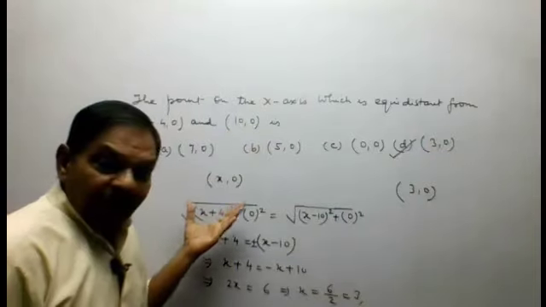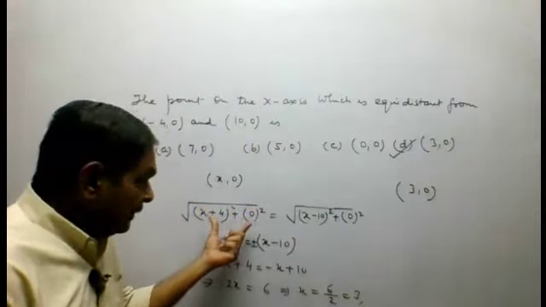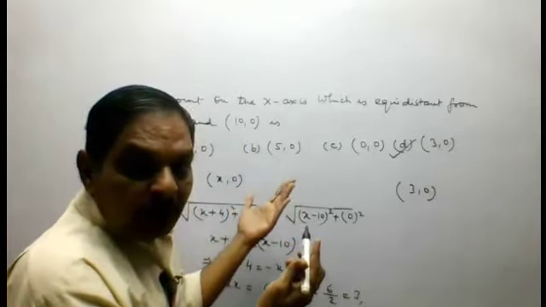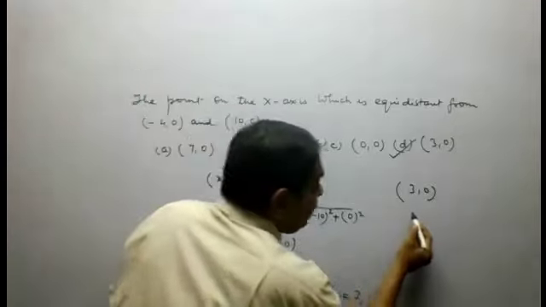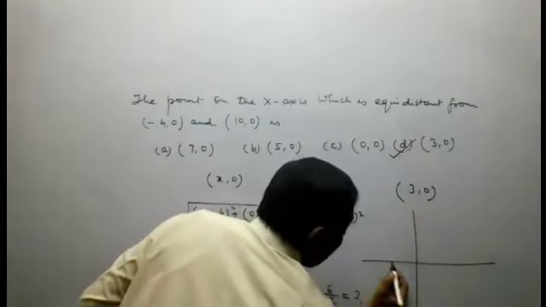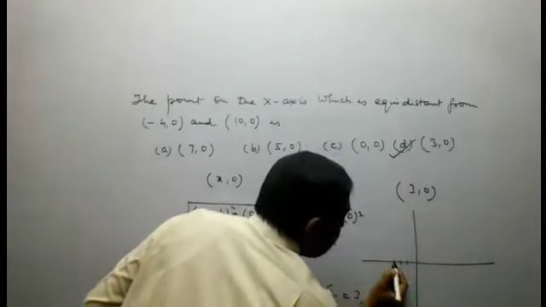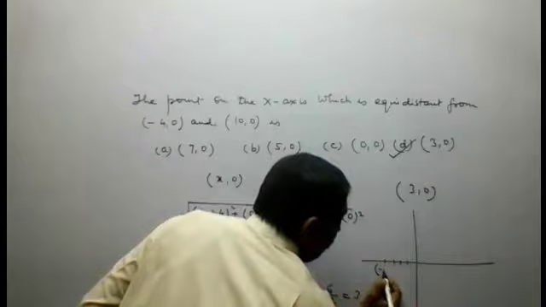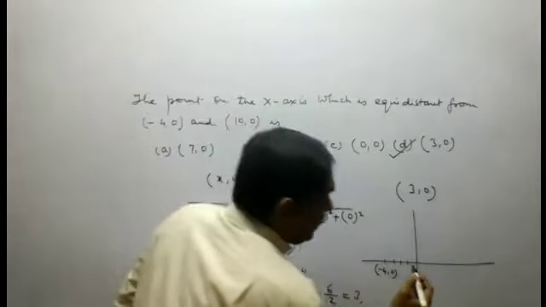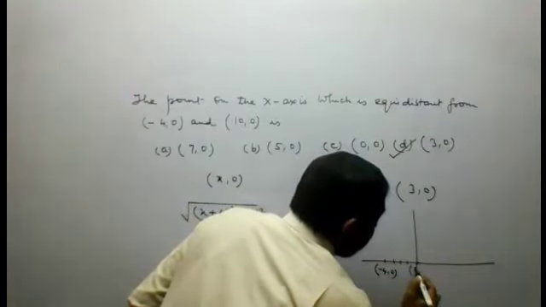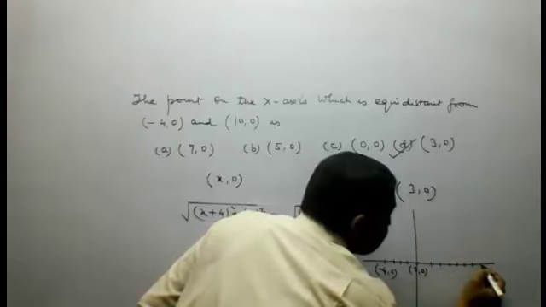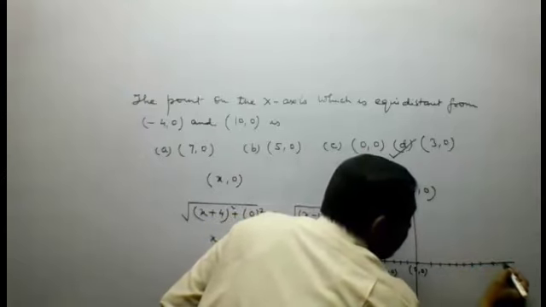Now if we do not want to apply this distance formula, we can find the answer by observation also. See, these are the coordinates. So minus 4 means 1, 2, 3, 4. Minus 4, 0 will be this point. 10, 0 means this is our origin 0, 0, and then 1, 2, 3, 4, 5, 6, 7, 8, 9, 10.